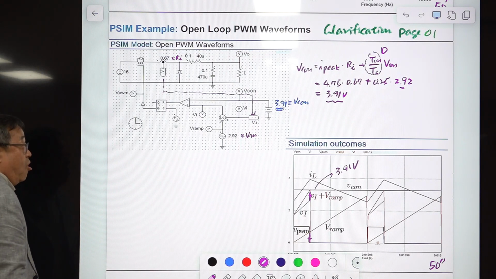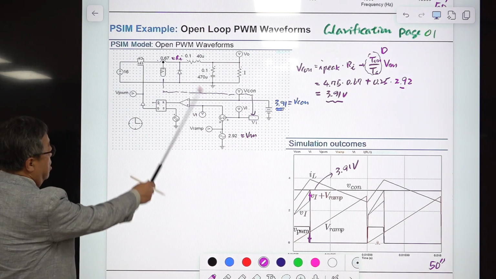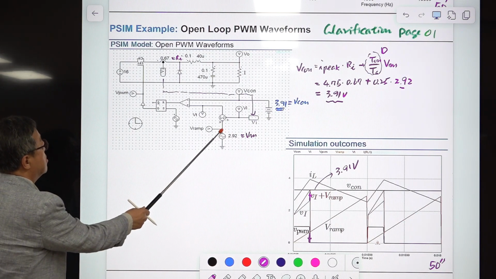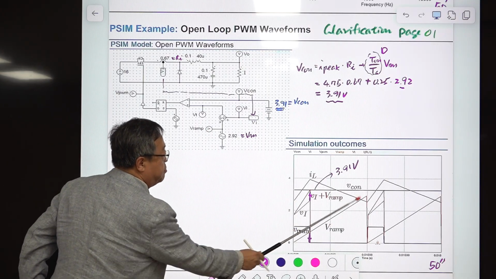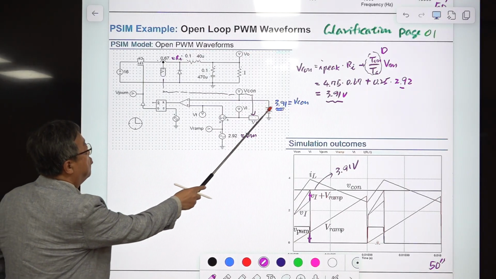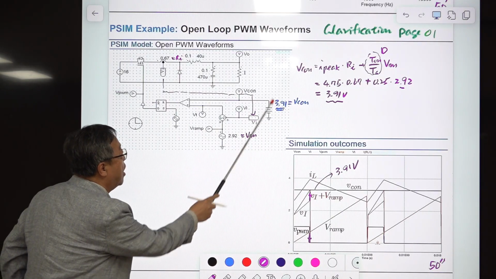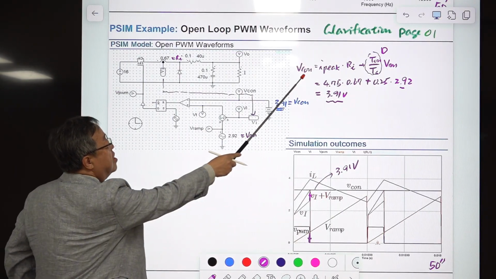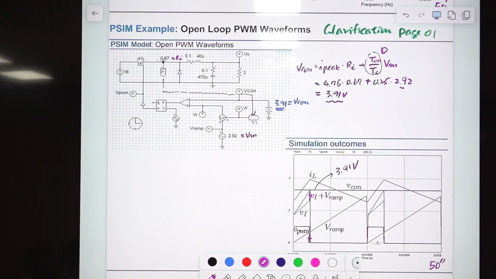In the earlier part of this lecture, we evaluated this. This is the simulation setup to simulate these PWM waveforms. For that time, this V cone is fixed at this value, 3.91. That value is determined by this. This is the peak value of the sensed switch current.